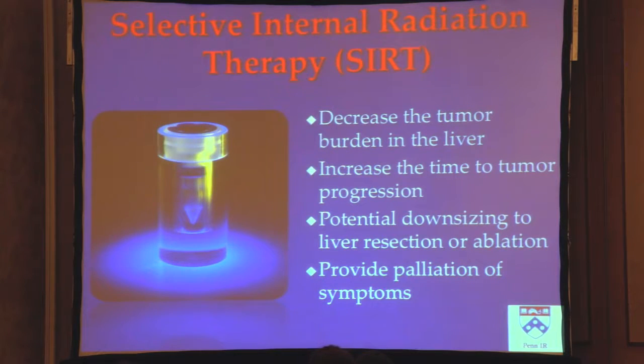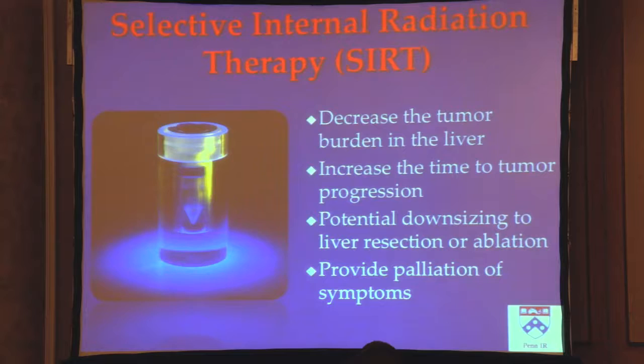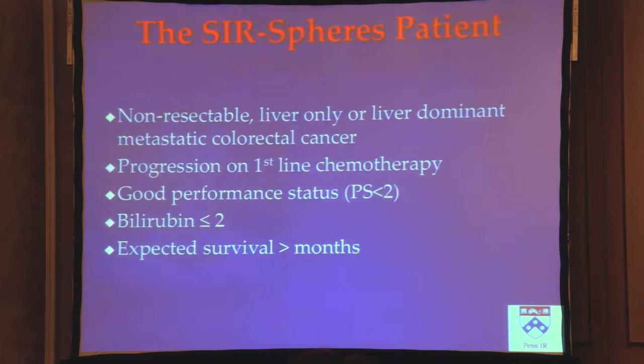So this is an example of what the SIRT looks like. Just looks like a liquid. There's some very small little beads in there, and then that gets injected directly into the liver. And the purpose of doing this procedure is first to decrease the tumor burden in the liver, increase the time to progression, so hopefully we can halt the spread of the tumor. Hopefully we can also downstage the tumor. We can downsize it so a patient can perhaps undergo a surgery, a resection, or perhaps a transplant. And if patients are having a lot of symptoms from their tumors, we can help with that as well.